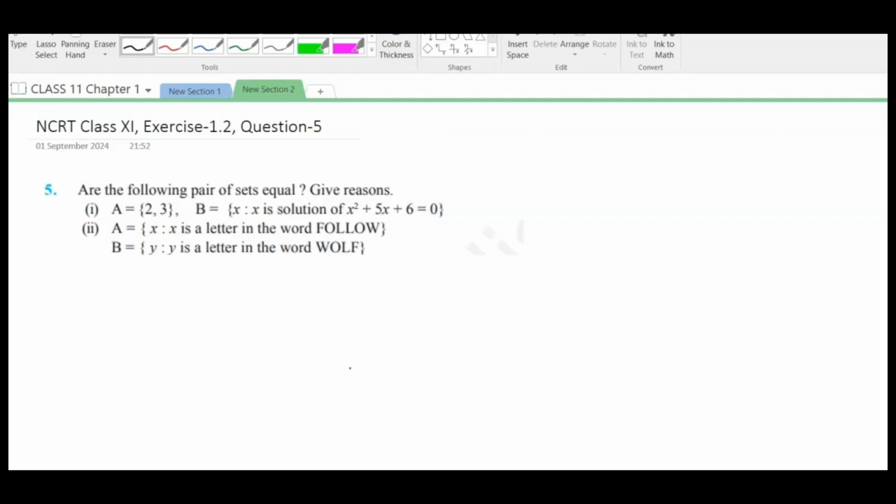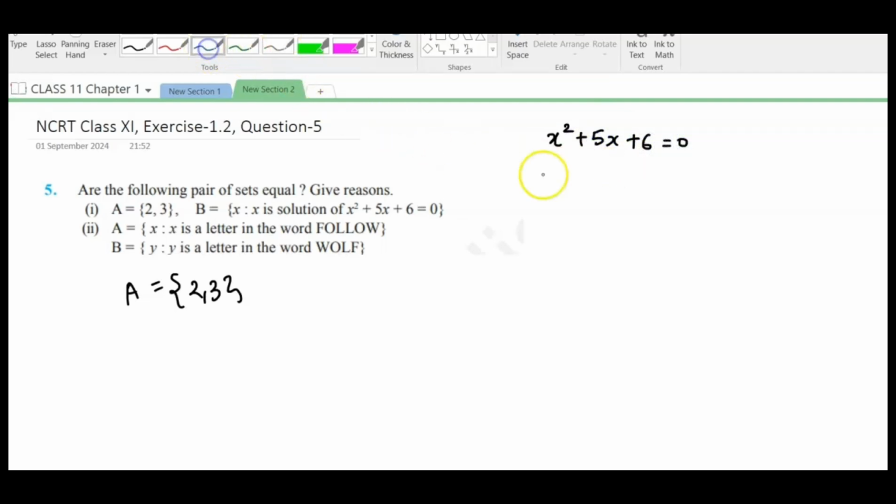Are the following pairs of sets equal? And we need to give reasons if they are equal or not. So we have the first part, A is equal to {2, 3}. A is simply 2, 3. And then we have the set B. B is {x such that x is a solution of x square plus 5x plus 6 is equal to 0}.